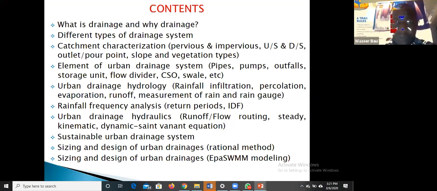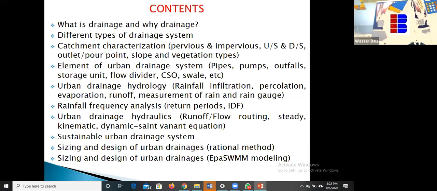We're going to talk about drainage. We're going to talk about the different types of drainage systems. We're going to talk about how you characterize your catchment. What are the elements of an urban drainage system? The pipe, the pump, the outlet, the dividers, the swale, the CSO, the combined sewer overflow, and everything.